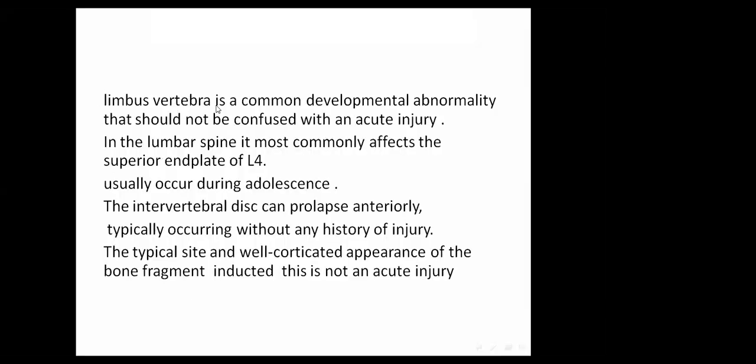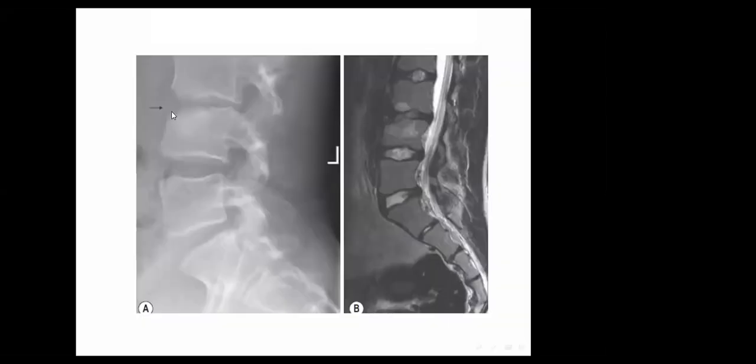A limbus vertebra is a common developmental abnormality that should not be confused with acute injury. In the lumbar spine, it most commonly affects the superior end plate of L4 and usually occurs during adolescence. The intervertebral disc can be prolapsed anteriorly, typically occurring without any history of injury. The typical site and well corticated appearance of the bone fragment indicate this is not an acute injury. Here is a limbus vertebra on a lateral X-ray of the lumbar spine and the MRI T2 sagittal section.